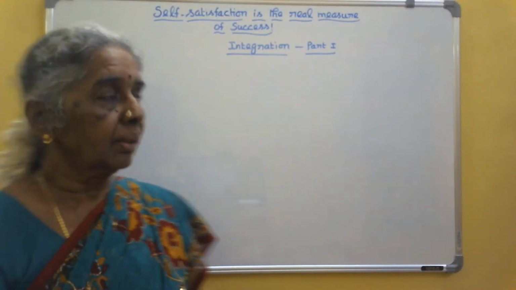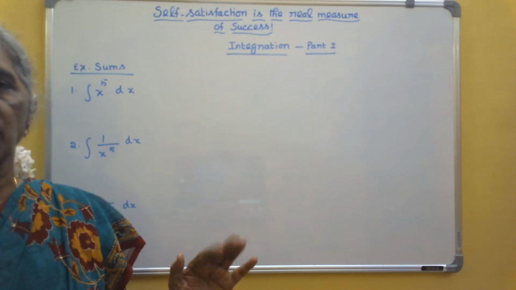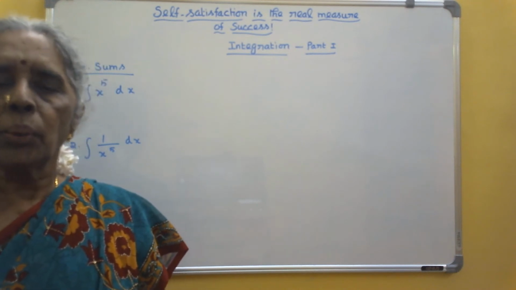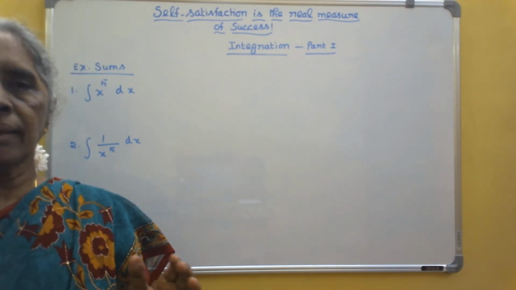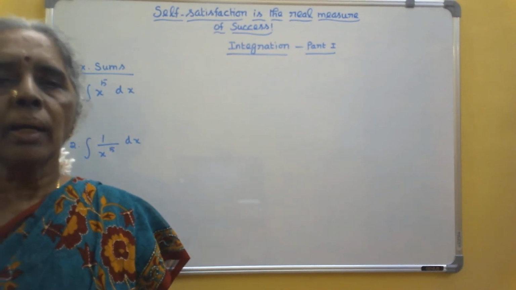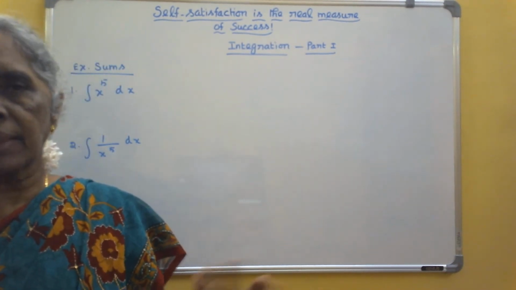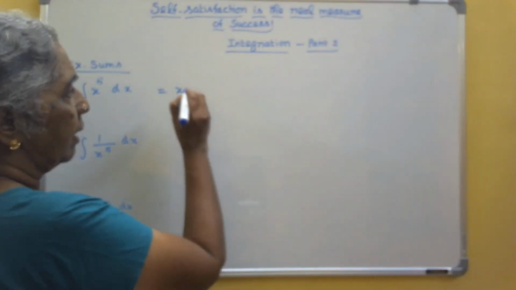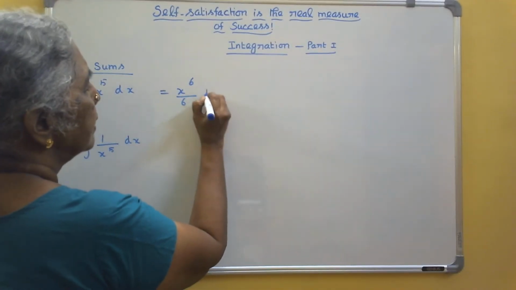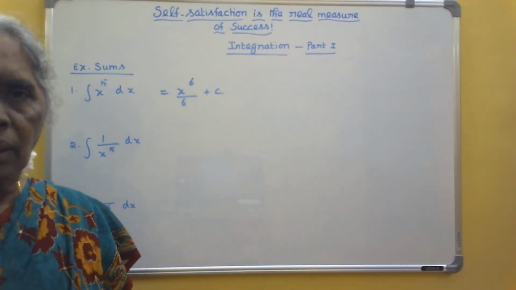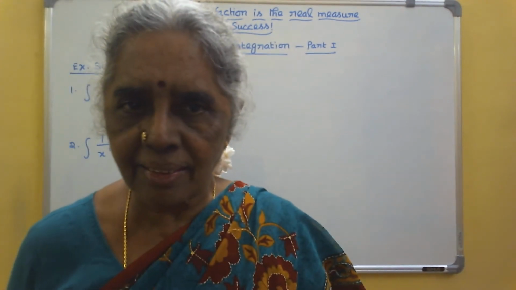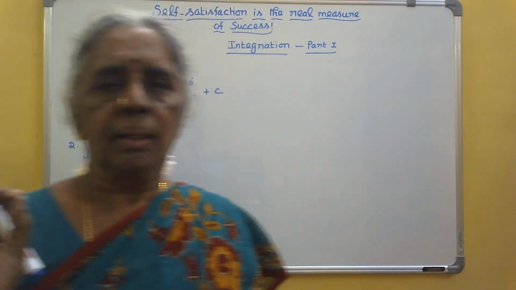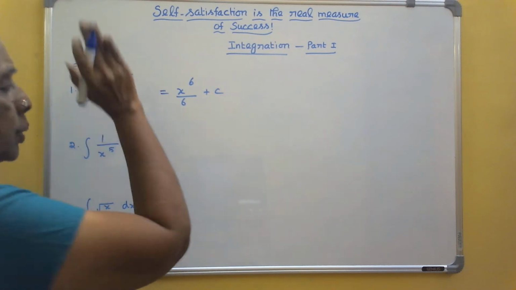Now let us start. First sum, a very simple sum I have taken. Integral x power 5 dx. So, you should use the first formula, that is integral x power n dx is equal to x power n plus 1 by n plus 1 plus c. Here in the place of n you have 5, so you will get x power 5 plus 1 is 6, x power 6 by 6 plus c, that's all, right? Now, what is integral x power 10 dx? x power 10 plus 1, 11, x power 11 by 11 plus c. So, this is the easiest and basic sum to start with.